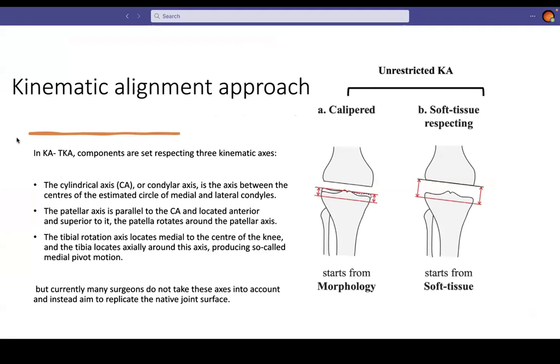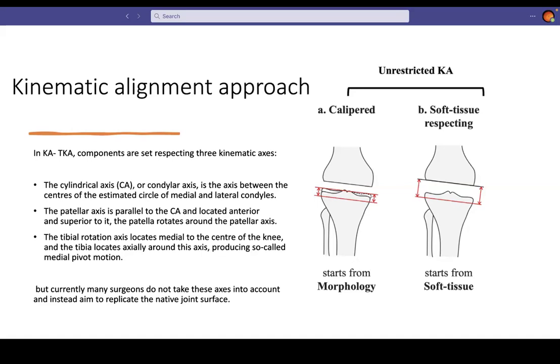So in kinematic alignment, the TKA components are set with respect to 3 kinematic axes. There's a cylindrical axis, or the condylar axis, which is the axis between the centers of the estimated circles of the medial and lateral condyle. The patellar axis is parallel to the cylindrical axis and located anterior and superior to it, and the patella rotates around the patellar axis. Then there's a tibial rotation axis, which is located medial to the center of the knee, and the tibia rotates axially around this axis, producing medial pivot motion.